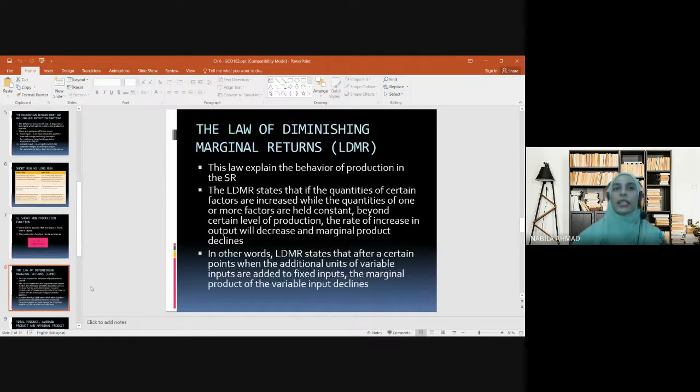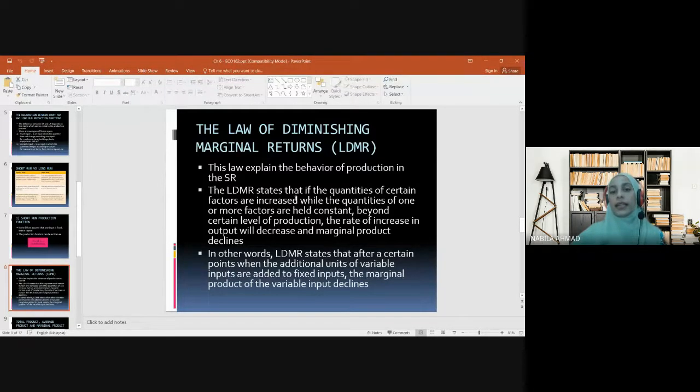Alright, so dalam jangka masa pendek, short run production, kita ada satu law yang kita panggil sebagai law of diminishing marginal returns. Law of diminishing marginal returns. Okay, so apakah law ini? This law explains the behavior of production in the short run. So dia explain behavior of the short run production. So dalam jangka masa pendek, bagaimanakah production process itu berlaku? It is explained by the law of diminishing marginal returns.